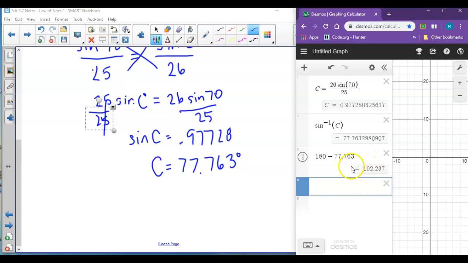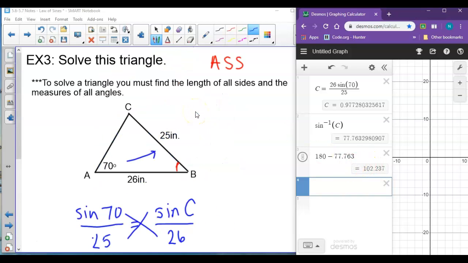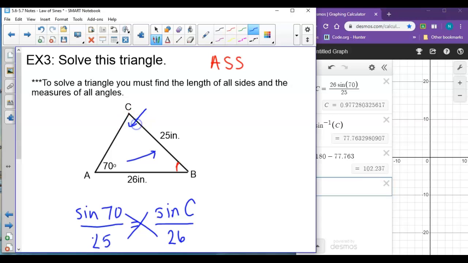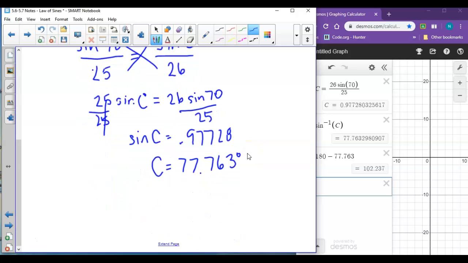and we get 102.237. So if I go back up here to this triangle, and we're talking about angle C right here, 102.237 is a possibility for that angle, because if this right here is 102.237, which you can't see very well because I didn't write very well, and this is 70, that only adds up to 172.237. So that means this other angle could be close to 8, and the triangle adds up to 180. So what we have here is actually an ambiguous case problem.